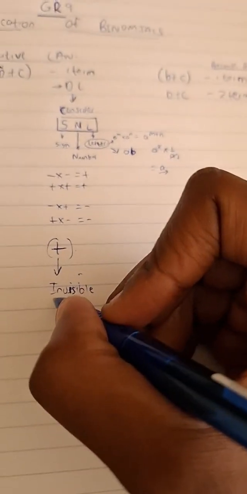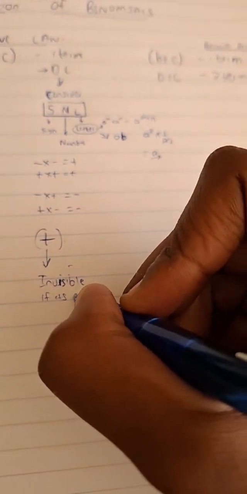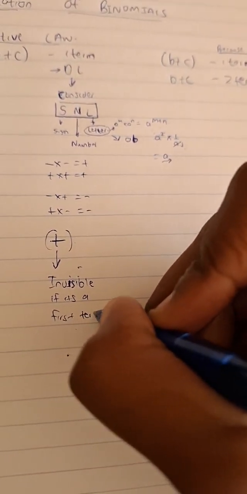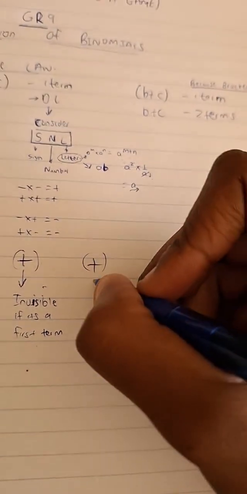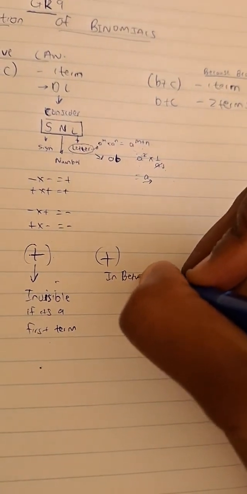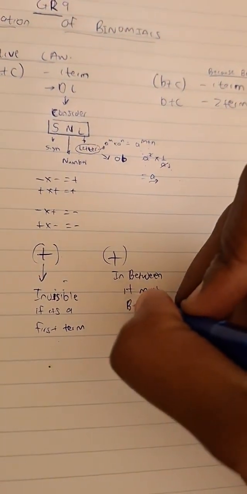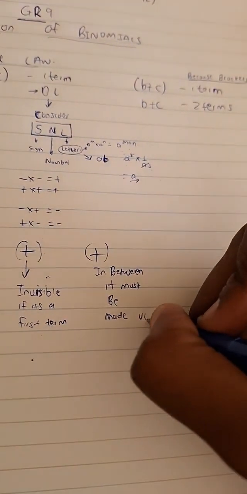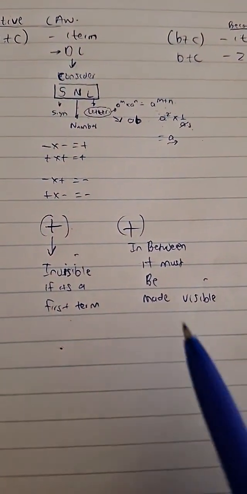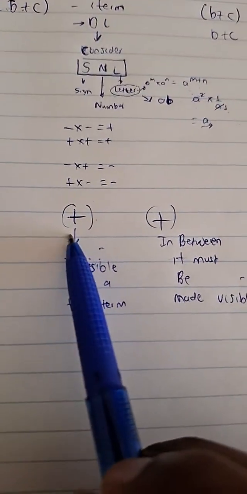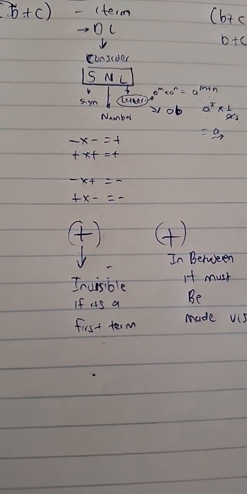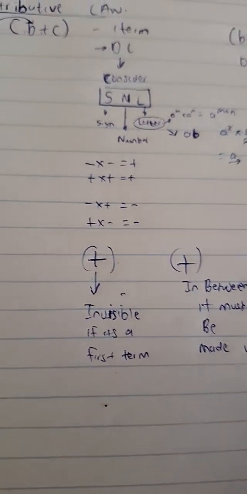So it's invisible if it's a first term. And I repeat, if the positive sign is a first term, it is invisible. But if the positive sign is in between terms, then it must be made visible. But if it is for the first term, that positive sign can remain invisible. That means it is there, and it's fine that it is there.